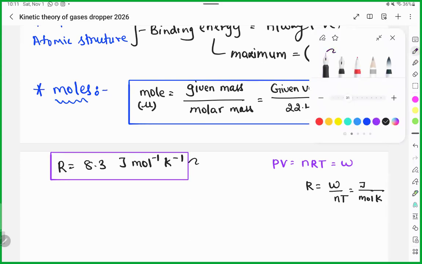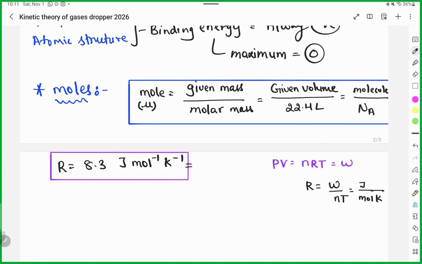Anvita, in case of calorie, what will be the value of R approximately? 1 point something, right? 1.987. Approximately 2. Yes, I will write below because R value in the form of calorie is 2 calorie per mole per Kelvin.